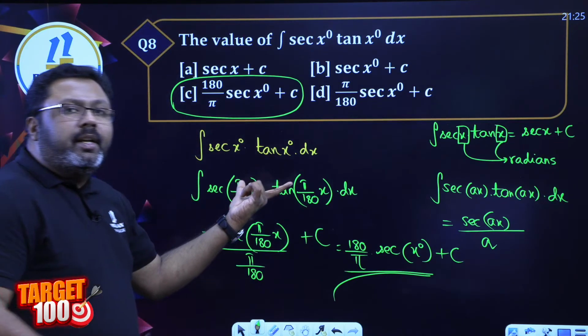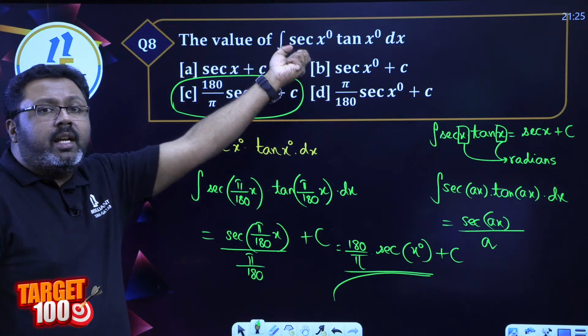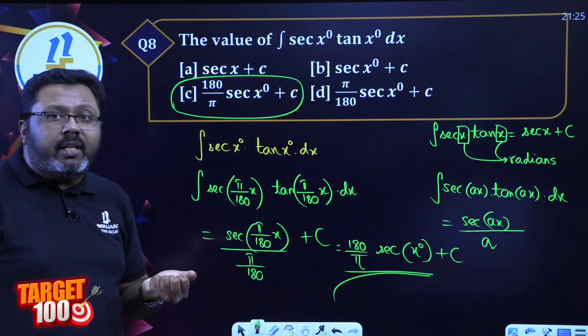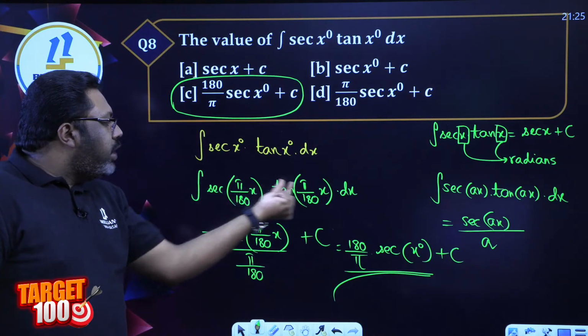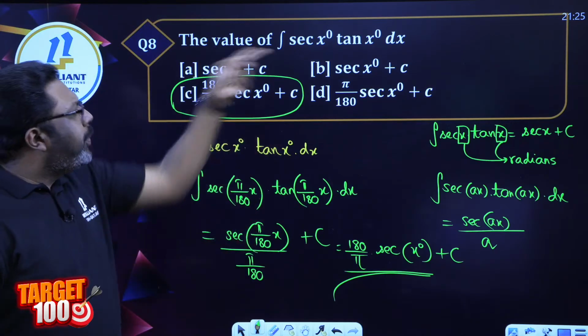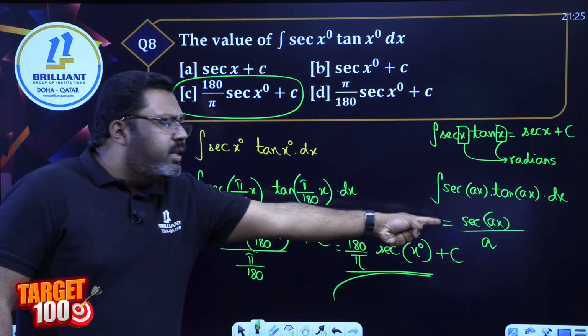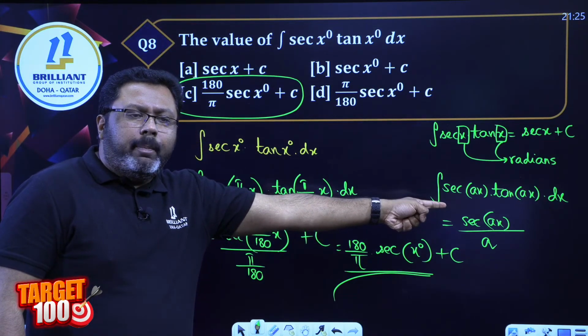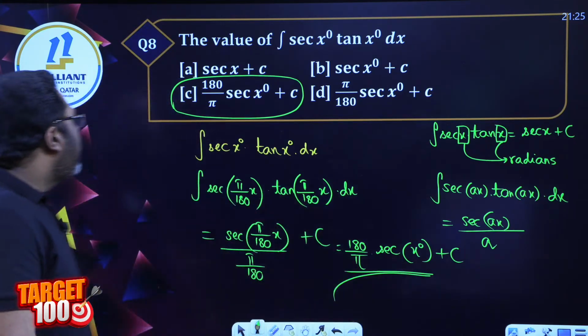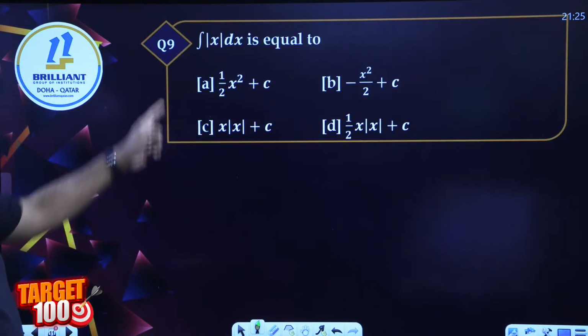So learn, my dear students. The normal question is sec x tan x, but when it's in degrees, multiply each x with pi by 180 and then put it back to make it as degrees. Okay? I believe everybody is clear with the idea. Moving on to question number 9, all of you.